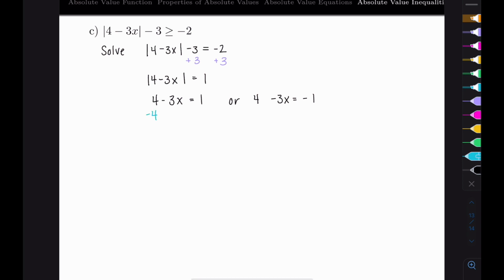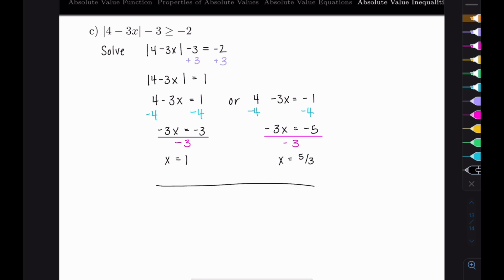And then each of these I would solve. We go ahead and subtract 4, and I'm going to solve both simultaneously. This gives us negative 3x is equal to negative 3, and here negative 3x is equal to negative 5. And then we divide each side by negative 3. We get one solution, x equals 1, and then a second solution, x equals 5 over 3.